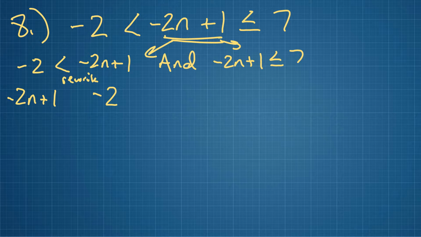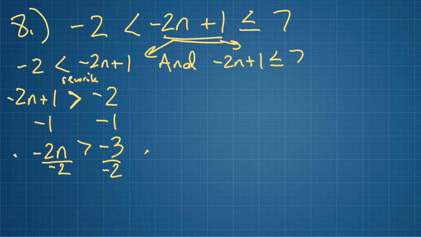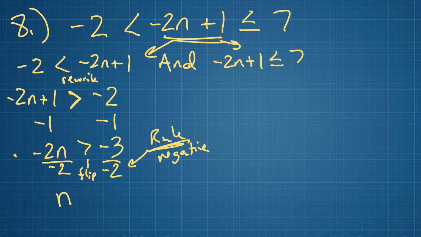It's not a flip because Pac-Man guy is eating negative 2n plus 1. He keeps on eating negative 2n plus 1. Subtract 1 from both sides. I get negative 2n is greater than negative 3. I divide both sides by negative 2. Remember, that's our rule. It's negative. So when I write n, I have to flip it. It becomes less than. I'm going to put positive 1.5. You might put 1.5. That's okay as well.